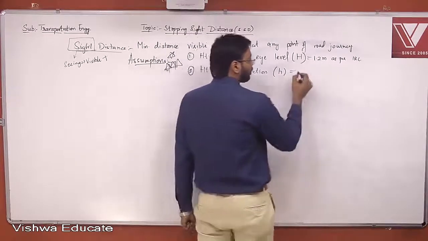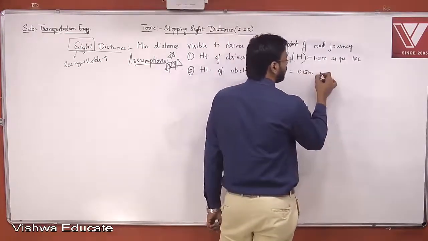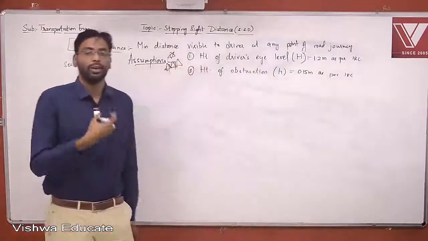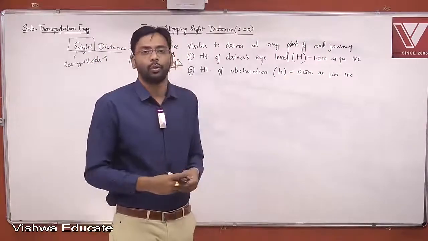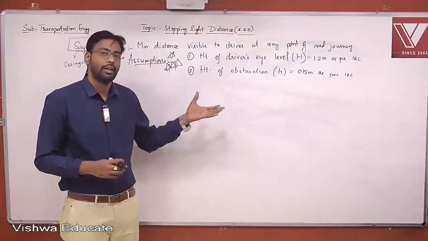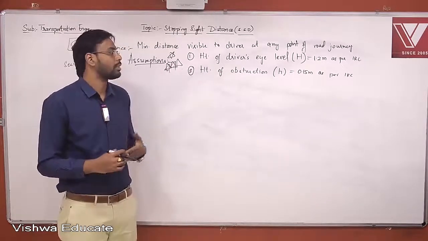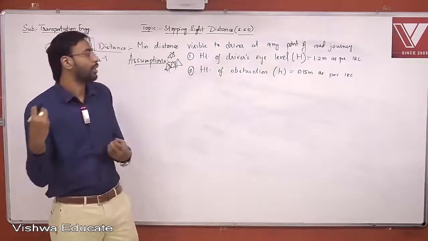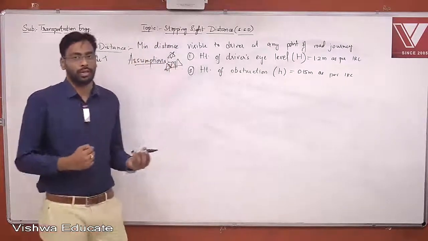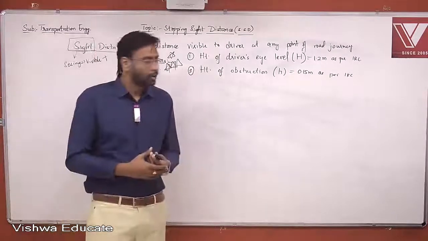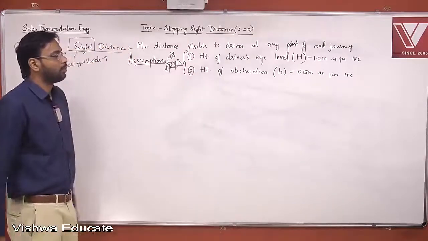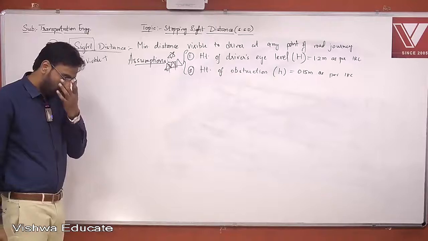So height of obstruction is 0.15 meter or 15 centimeters as per IRC. Means if the height of the object is more than 15 centimeters, it is difficult for the vehicle to move over it. So that's why we treat that object height of 15 centimeters as an obstruction. So if any object which is more than 15 centimeters is there on the road, that will be an obstruction. So you need to apply a brake for that, right? So these two are the very important 1 mark bits that was asked in most of the exams.